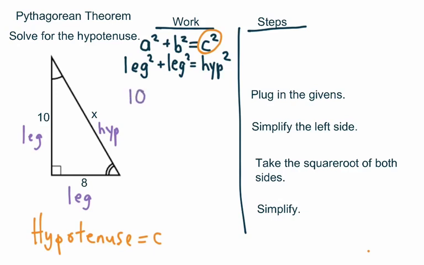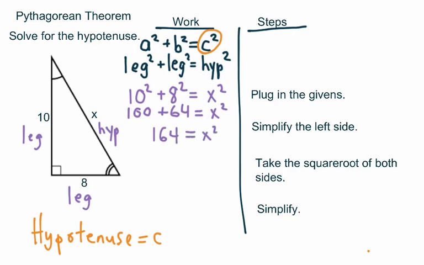Okay, so we're going to plug this in. So we have 10 squared plus 8 squared equals x squared. It says simplify the left side. We're just going to do the left side because there's nothing to simplify on the right side. So 10 squared is 100, 8 squared is 64. Let's simplify that one more time so we get 164 equals x squared.